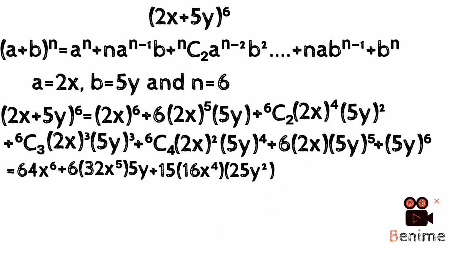Then this side I have 5y raised to the power of 2. 5 raised to the power of 2 itself is 25. So that's 25y squared. So that term that we have there is 15 into bracket 16x raised to the power of 4 into bracket 25y raised to the power of 2. Now let's move on to the next term.